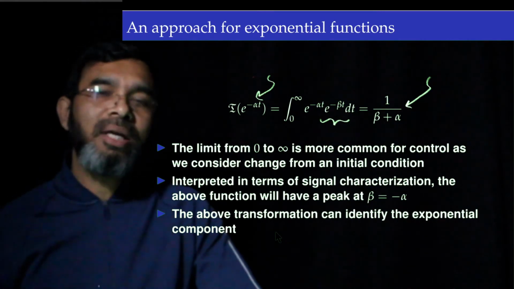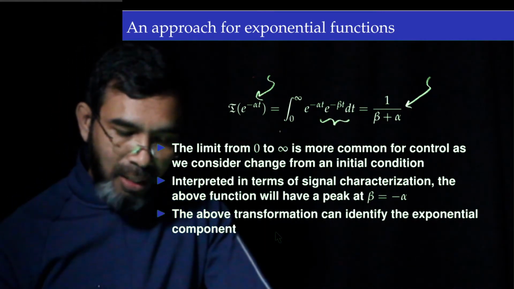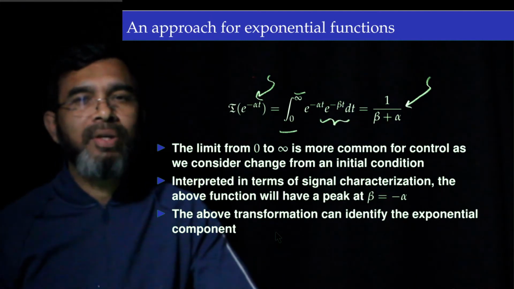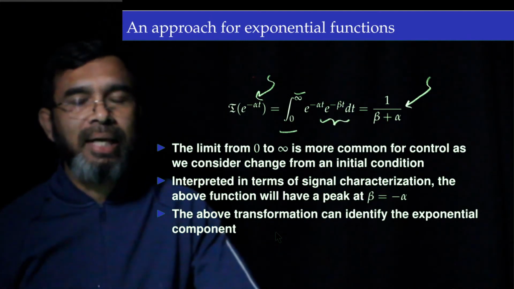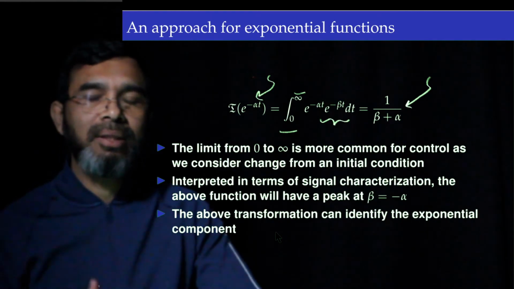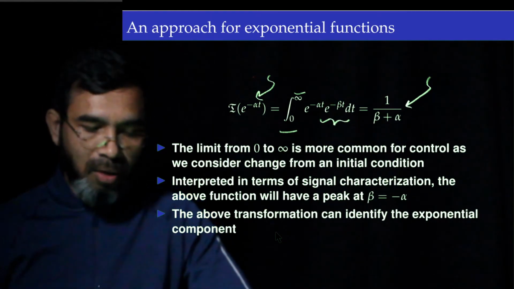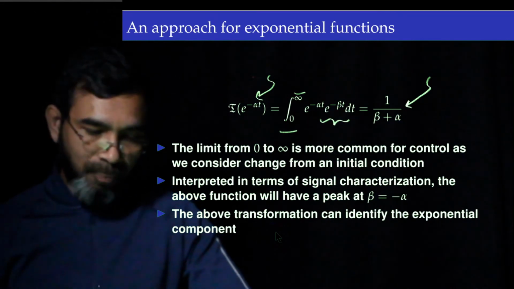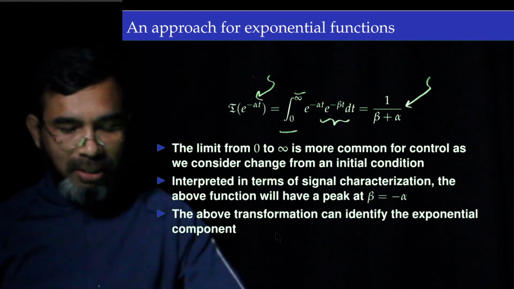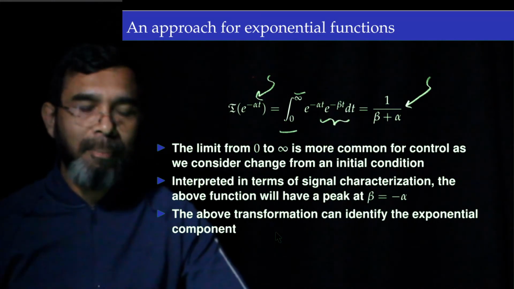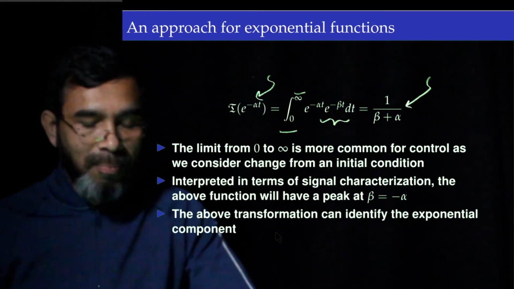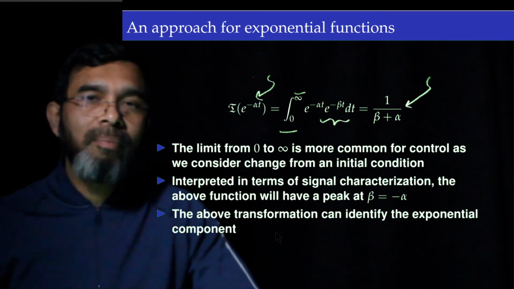Okay, now you see that we have used the limit here 0 to infinity, because for most control signals we consider that before time zero the function is at steady state, or the signal or the variable is at a steady state, and in the deviation form we'll consider that to be 0. So typically we consider from 0 to infinite time in many control applications. Okay, so for beta equals negative alpha, this will give a value of infinity.